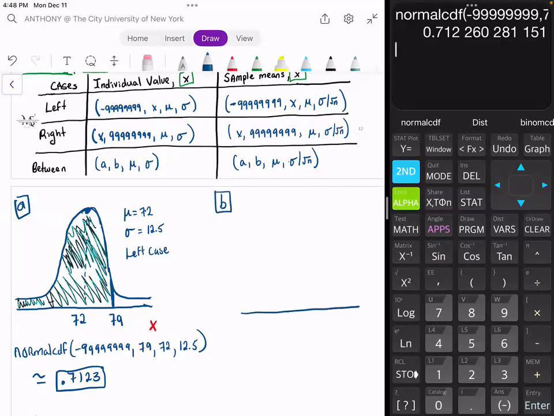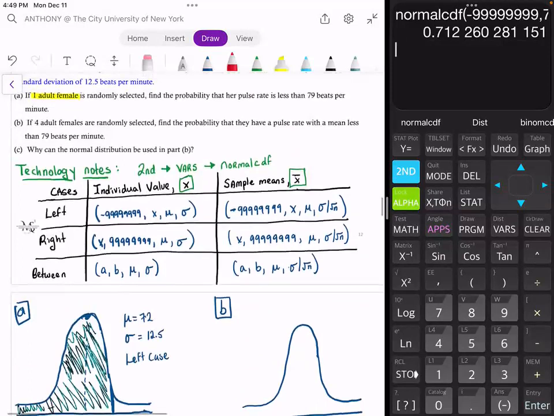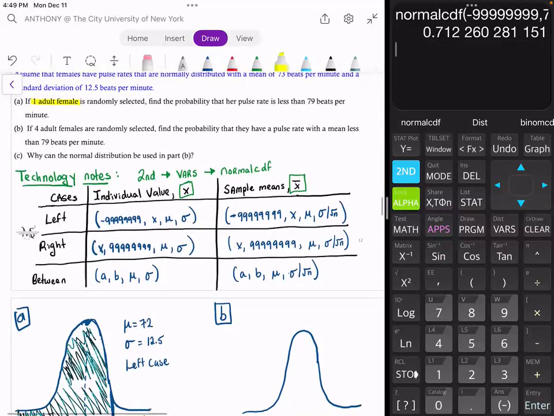In part B, you're drawing again another bell-shaped curve. But this time, we're not labeling in terms of x. We're labeling it in terms of x bar. How do I know that I'm labeling it in terms of x bar? It says that we're finding the probability that the 4 adult females that were randomly selected, their pulse rate has a mean. So the key word was the mean part. Now you're looking at a sample mean.